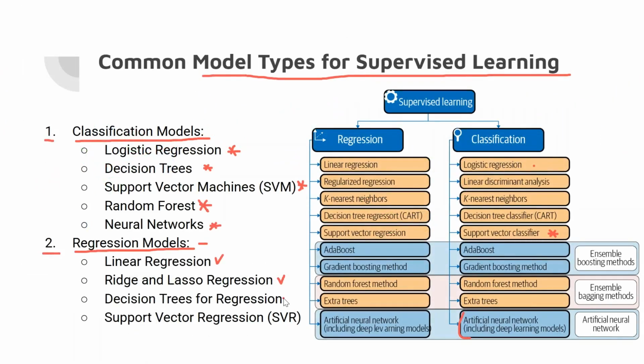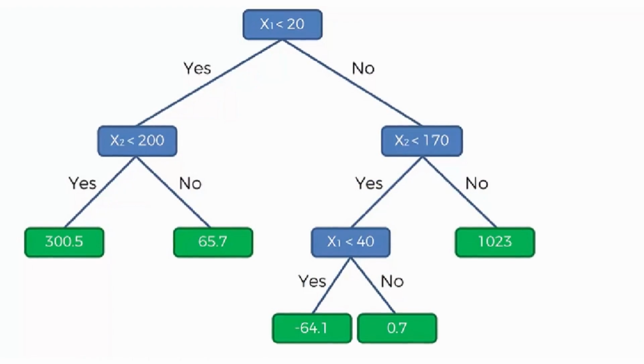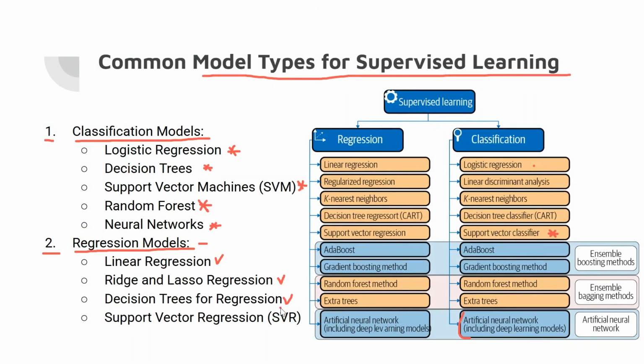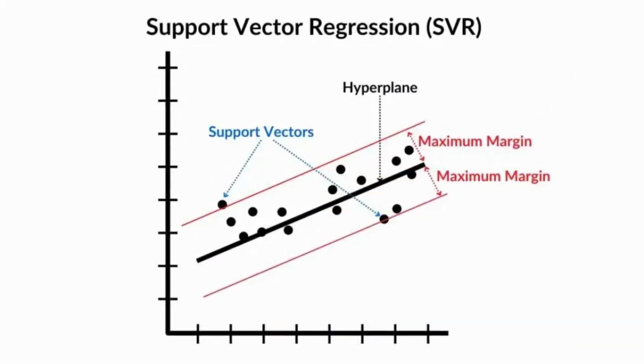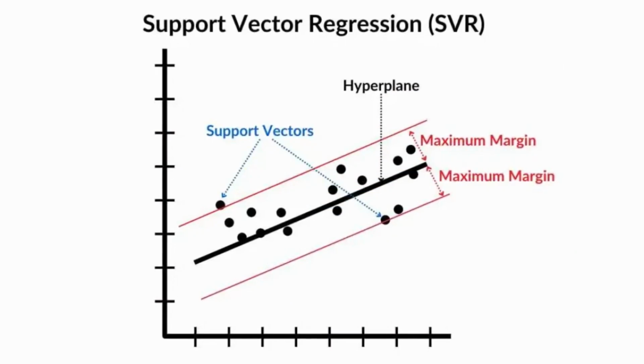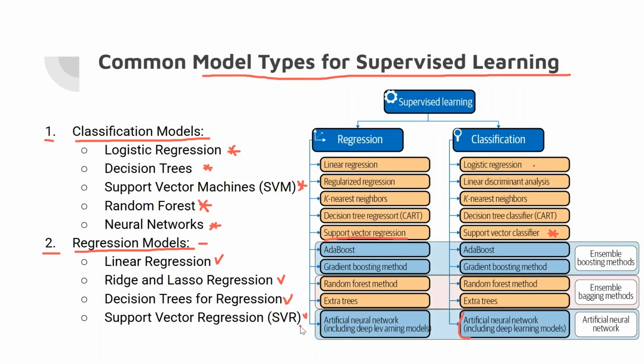Decision trees for regression. Like classification trees, but instead of assigning categories, they predict a numerical value based on splitting your data. Support vector regression, SVR. This adapts the SVM idea to predict numbers. It tries to fit your data within a tube or margin, balancing accuracy and simplicity.